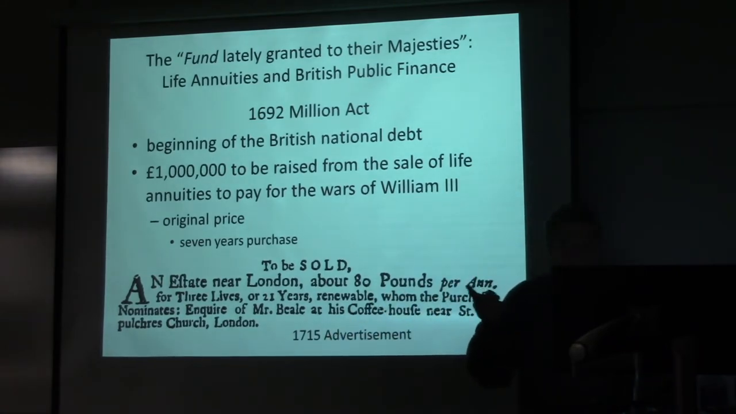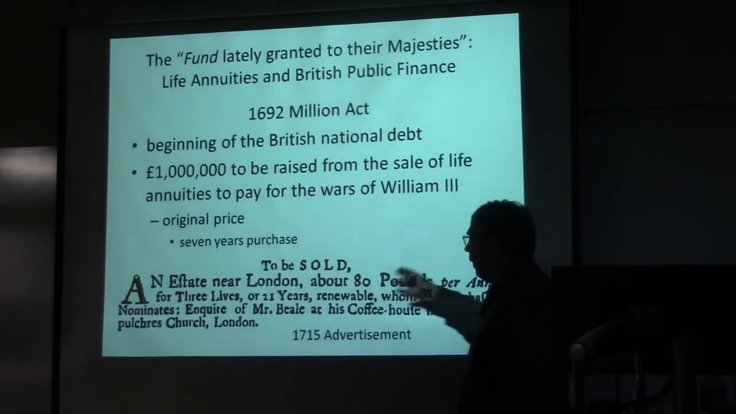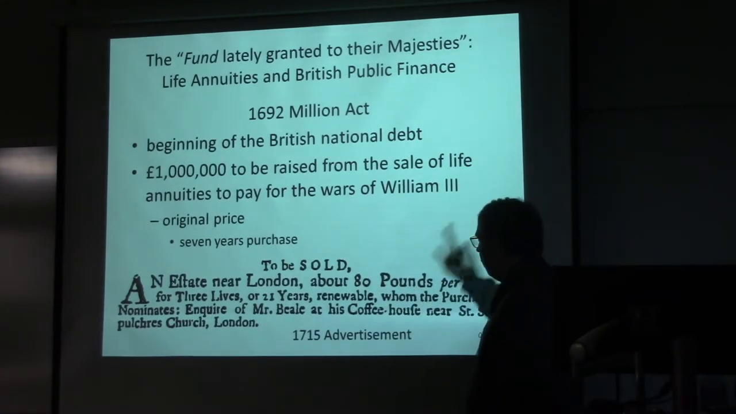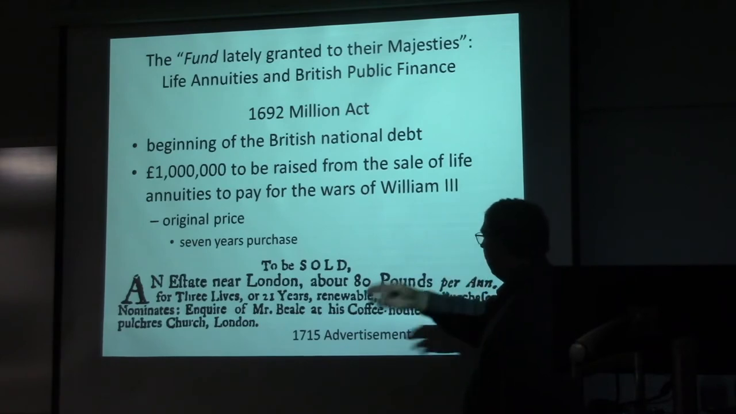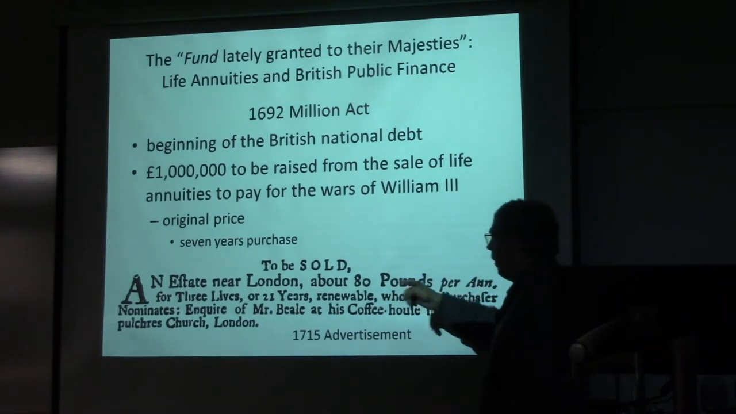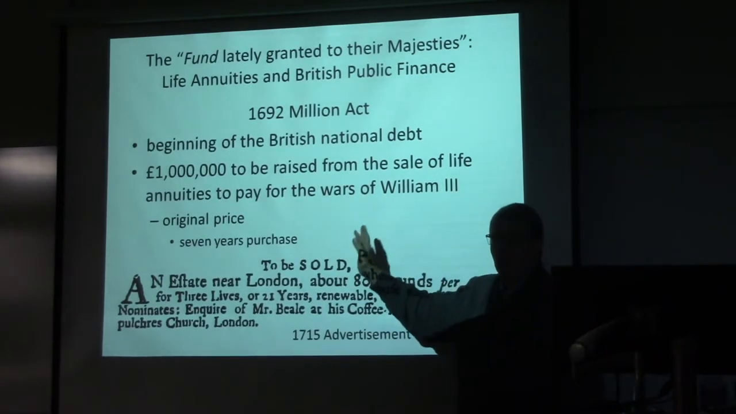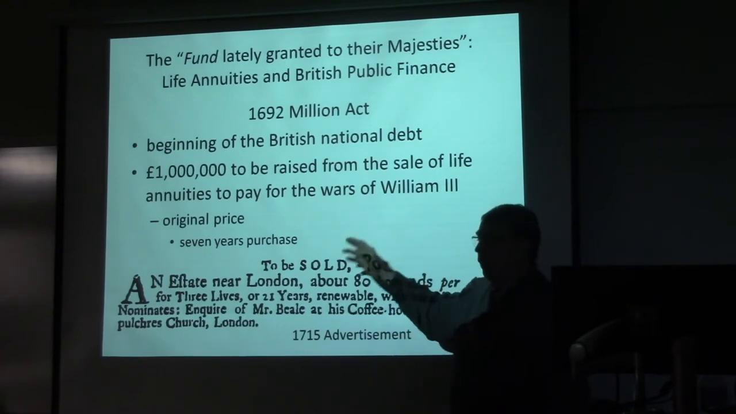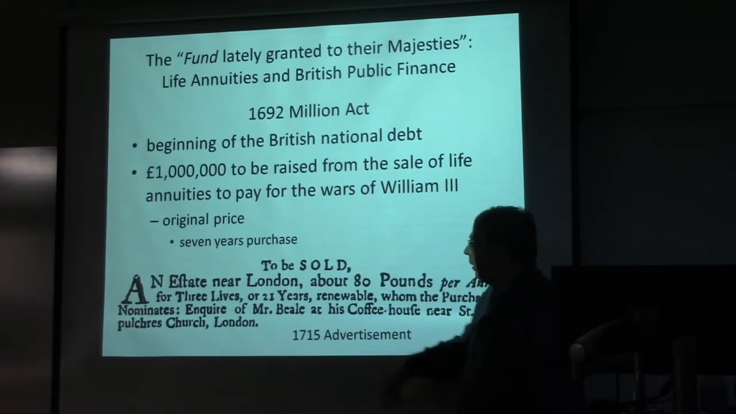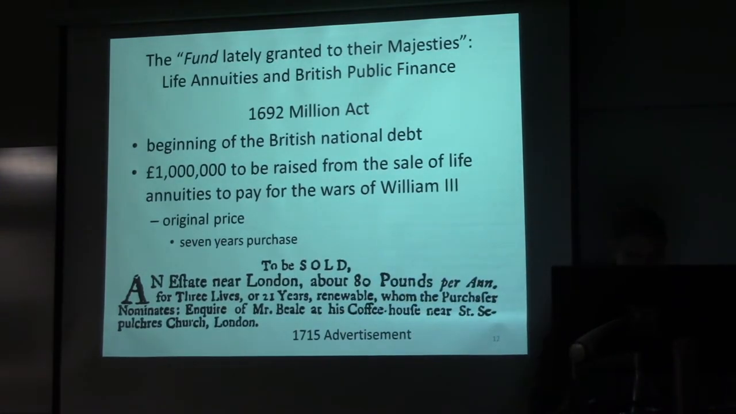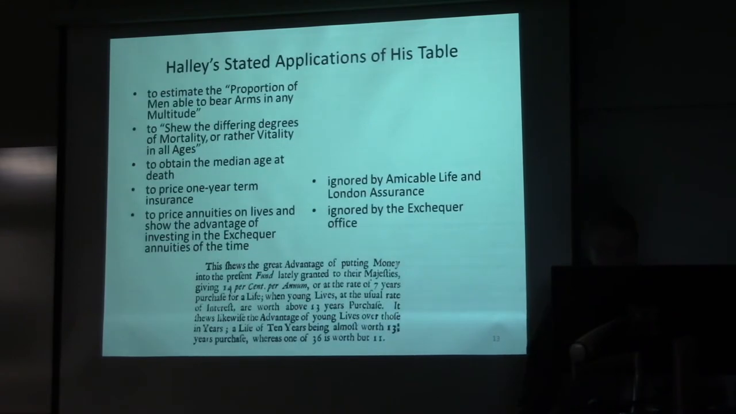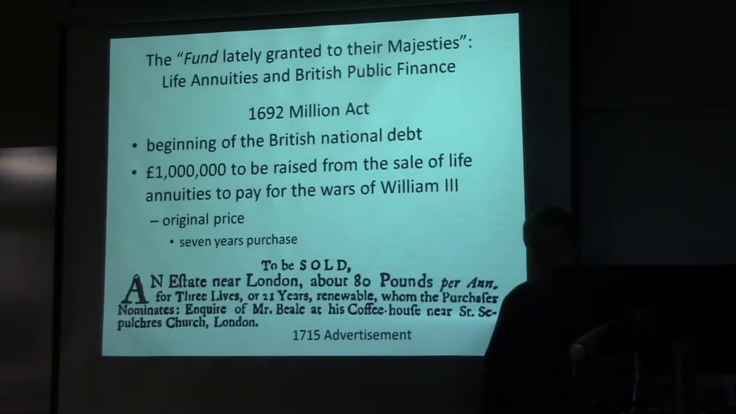And again, the reason why they chose 7 years' purchase is related to leases on lives. Here's another example from 1715. An estate near London, £80 a year, based on three lives, 21 years renewable. So three lives, 21 years divided by three, 7 years. So the 7 years' purchase in the life annuity for supporting the national debt wound up the same as what's coming out of leases for lives. There's no logical connection. None whatsoever.